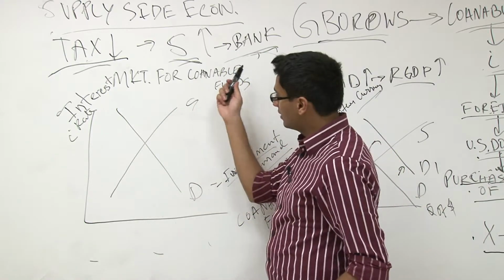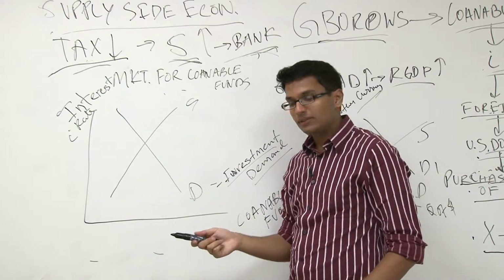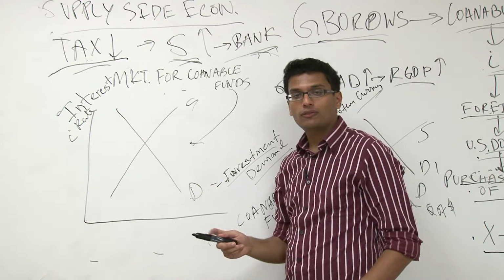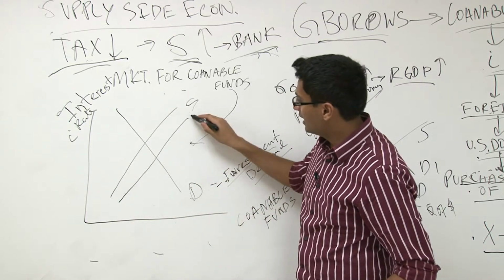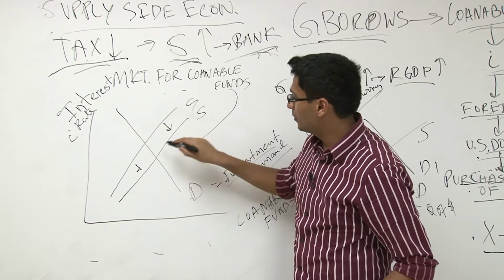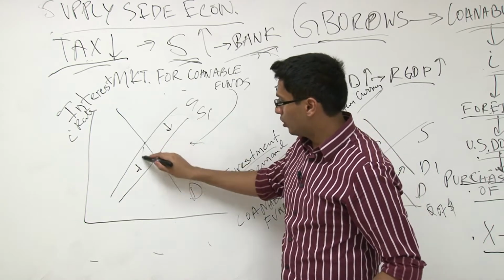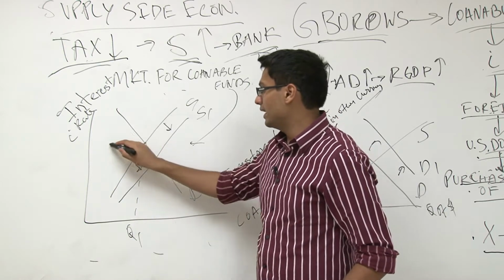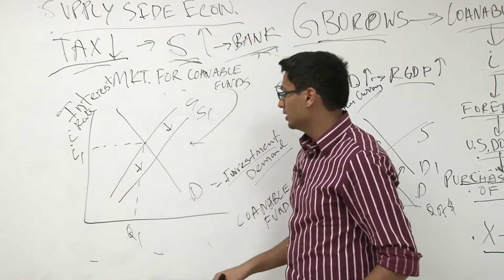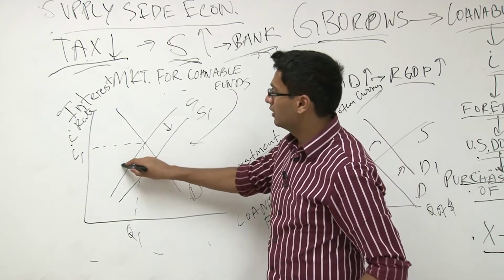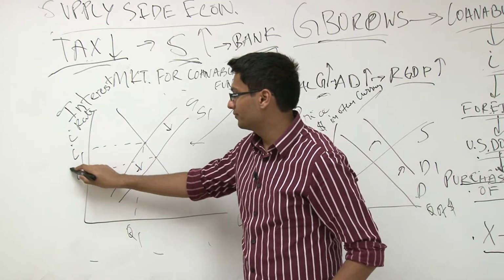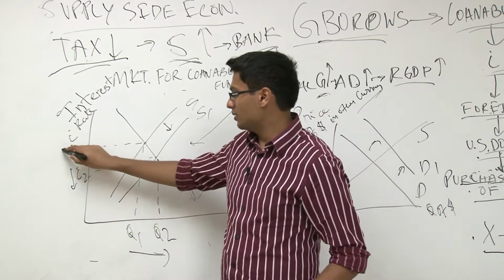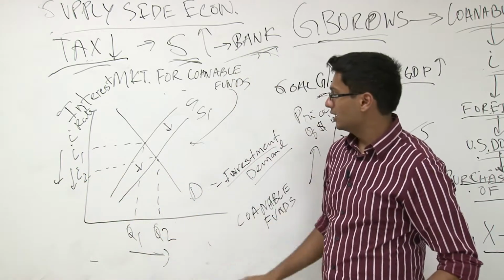And when you save more, you put more money in the bank. When the bank gets more money, they put more money into the market for loanable funds, and the supply of loanable funds increases, okay? So it shifts from S to S1. Before, we were at this amount of loanable funds at Q1, and at this particular interest rate at I1. Notice what happens when the supply shifts to the right. The interest rate comes down, and the amount of loanable funds increases.